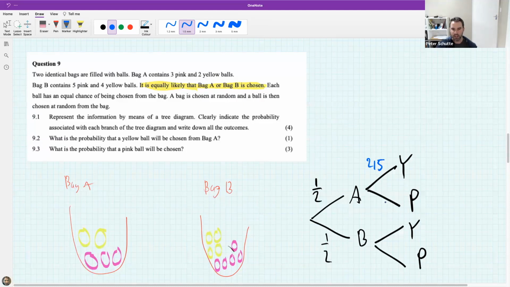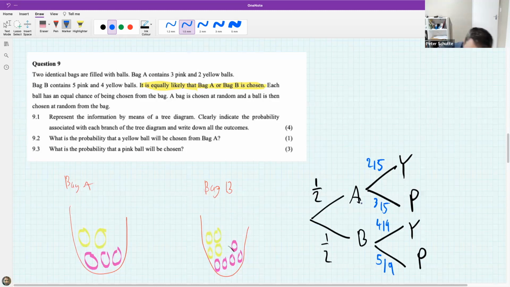What's the probability of getting a pink ball? No, it's going to be 3 out of 5. Okay, so you're just making your choices. Now, for bag B, what's the probability of getting yellow in bag B? So in total here, there are 9. So there's a 4 in 9 chance of yellow. And for pink, what's the probability of pink in bag B? It's going to be 5 out of 9.